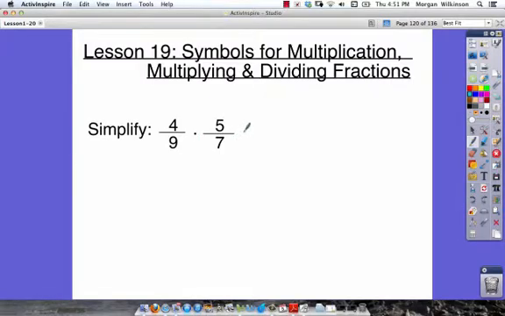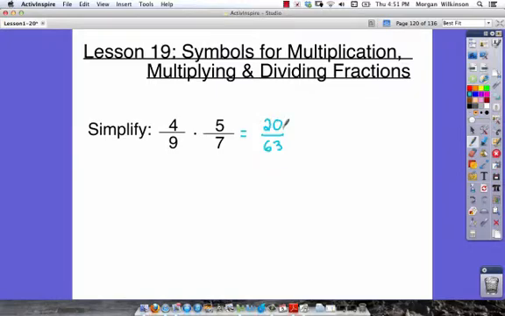When we multiply fractions, we multiply across the top and we multiply across the bottom. Then we'll see if we can reduce. So let's find out what our answer is. We multiply across the top. We have 4 times 5, which must be 20. And in the denominator, the bottom, we have 9 times 7, and 9 times 7 is 63.